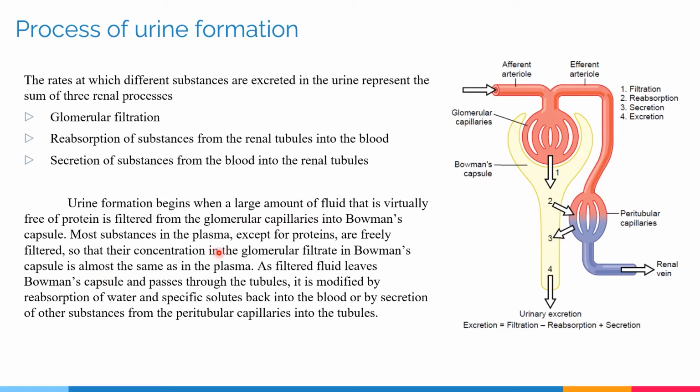Most substances in the plasma, except proteins, are freely filtered, so their concentration in the glomerular filtrate, which is the filtrate present here in the Bowman's capsule, is almost the same as in the plasma. As filtered fluid leaves the Bowman's capsule and passes through the tubules, it is modified by reabsorption of water and specific solutes back into the blood, or by secretion of other substances from the peritubular capillaries into the tubules.